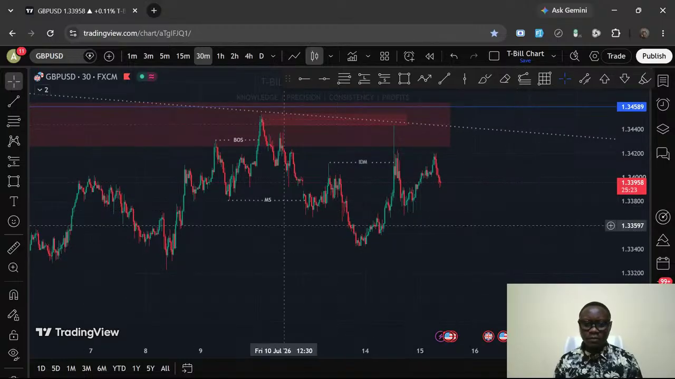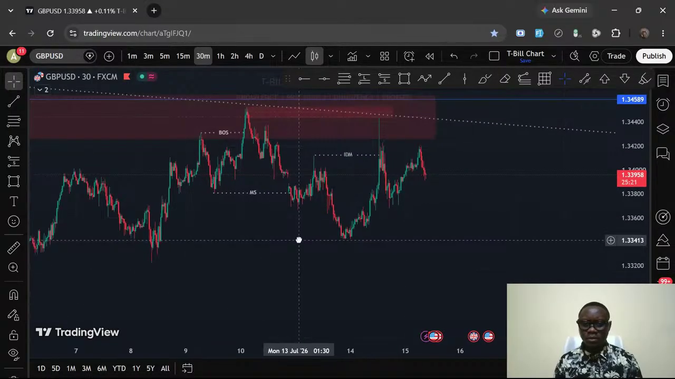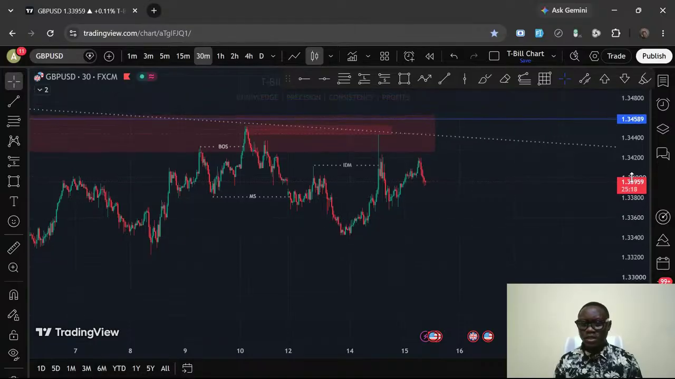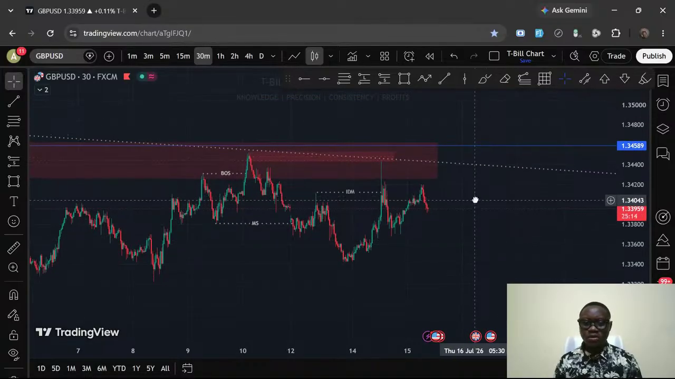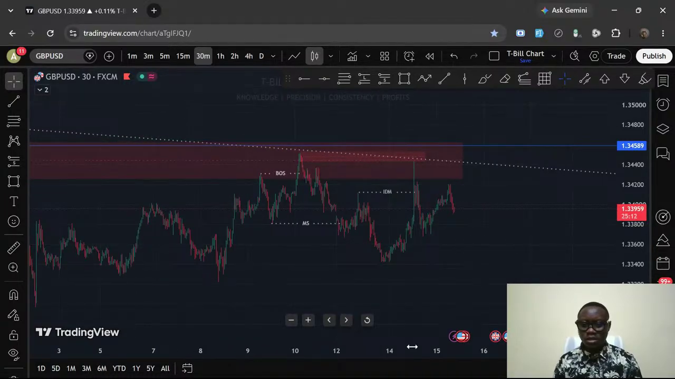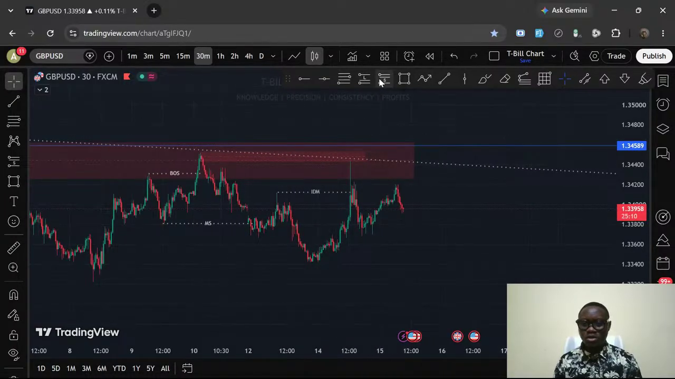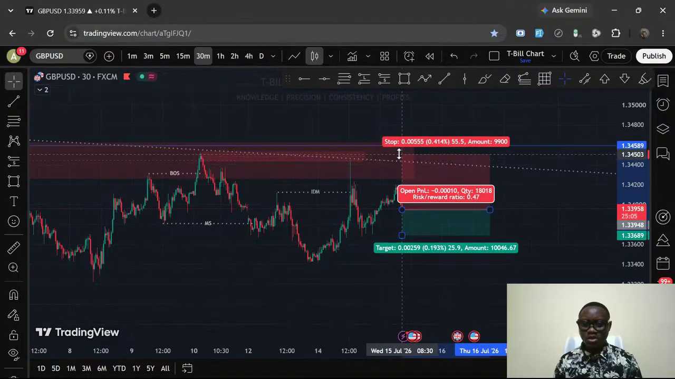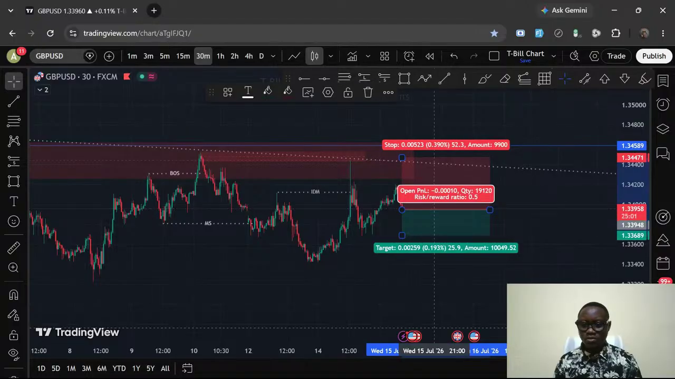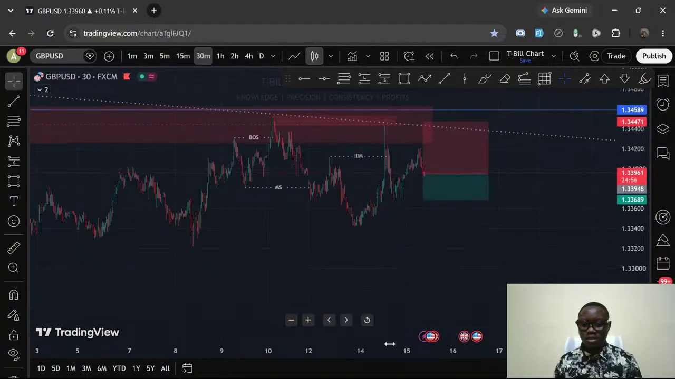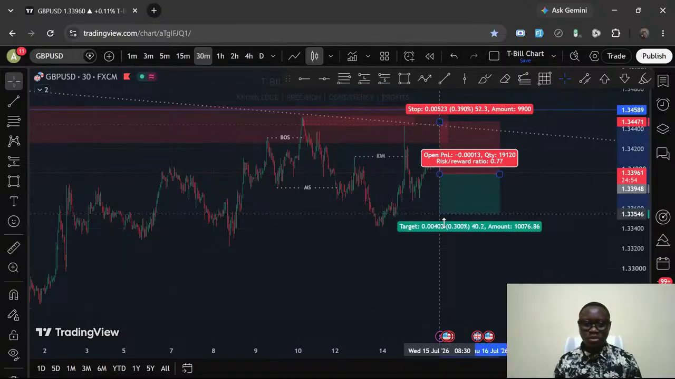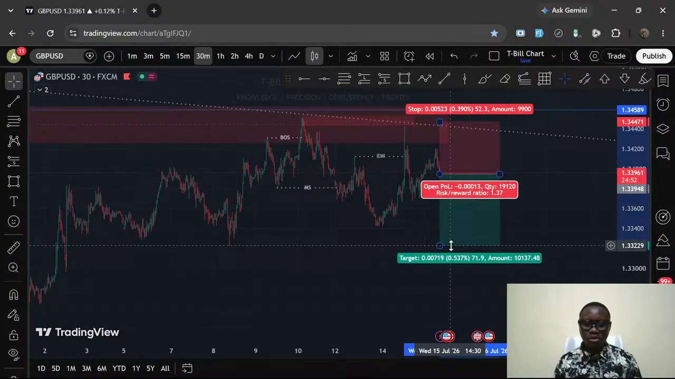Now, what I would wait for is, we can't take this trade just yet. It's quite too late to join the sell because our SL will be very large. Our SL will be somewhere around here. That's a very huge SL. I wouldn't recommend that. Then our TP would be somewhere around.